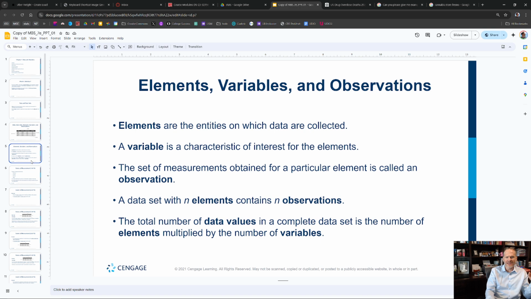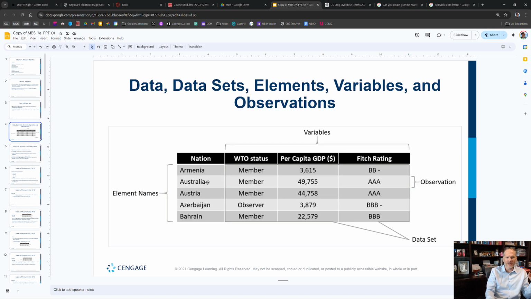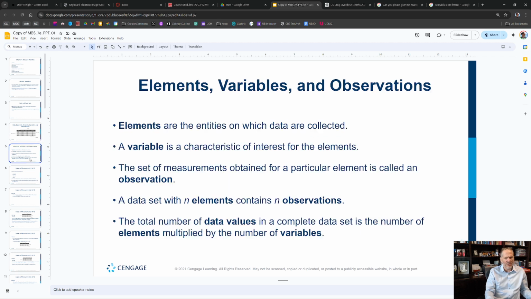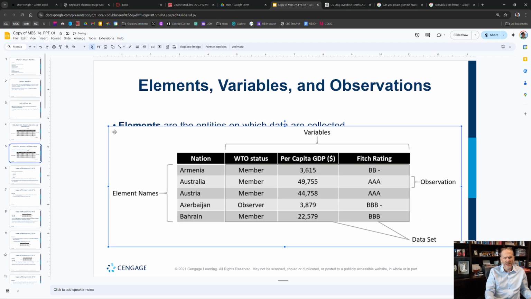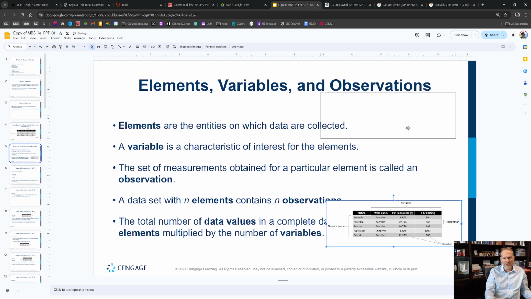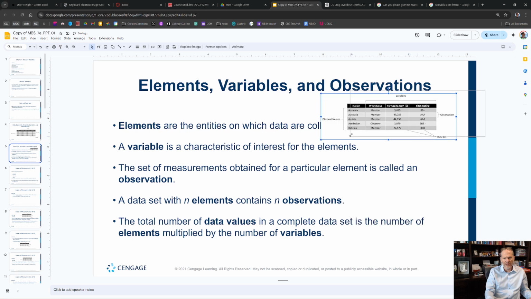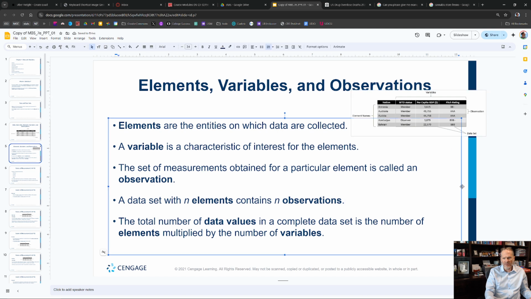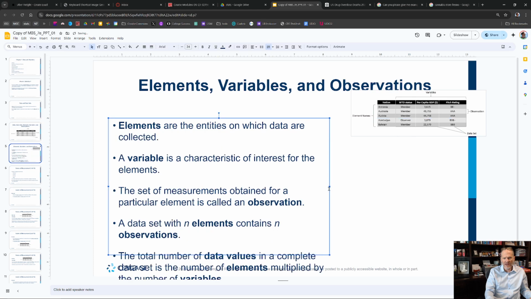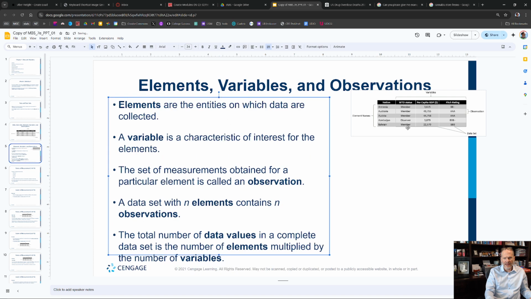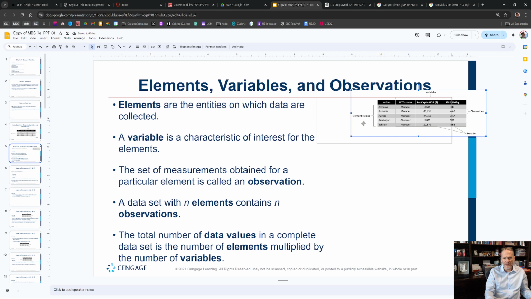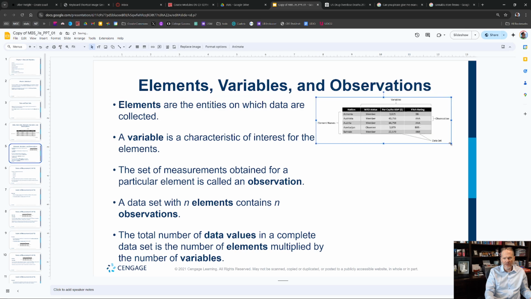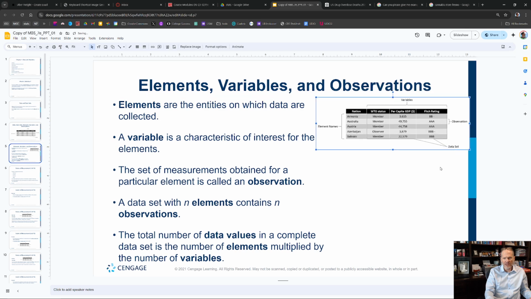So elements are the entities on which data are collected. I'm just going to copy this, Control C, and come over here, Control V, and paste it. And then I'm going to make this smaller and put this over here so we still have a little bit of a reference to it. It would be nice if this was a little bit bigger, so let me bring this over and bring this up like this. That looks pretty good. And then I can make this a little bit bigger, like that. That's pretty much it.